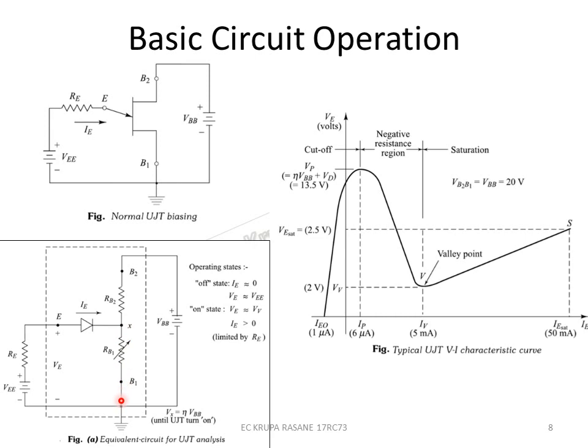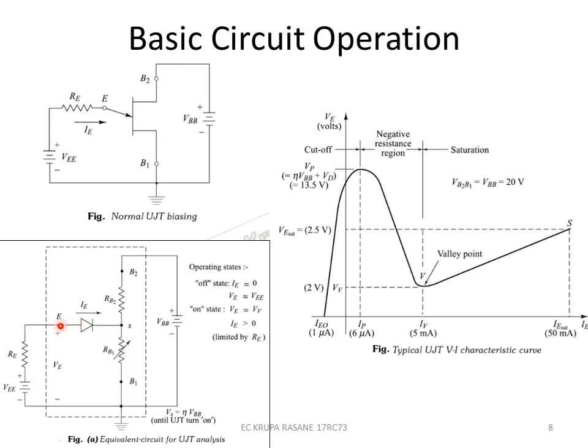We have seen that, and hence when this voltage becomes equal to VD plus this Vx voltage, that is eta times VBB plus VD, approximately 13.5 volts, that is the V peak value. Suddenly the diode will start to conduct. Now when the diode conducts, obviously it will conduct and move towards B1.